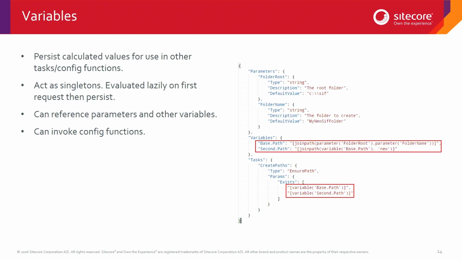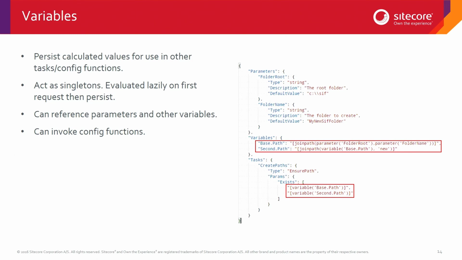The difference between variables and parameters is that variables really do want to be calculated straight off. There's no reason to put a static value in a variable unless you don't want the user to provide it. Make it a parameter. But if you are doing anything in variables, you're most likely to be calling configuration functions, parameters, or even other variables.